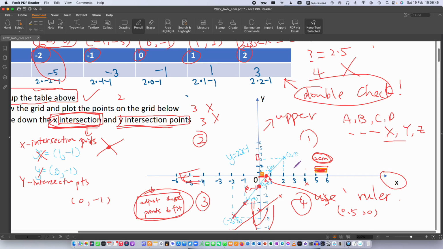1 and minus 1? Where? 1 and minus 1, it's here. No, I don't see any x intersection here according to your 1 and minus 1. Is there anything intersecting here? No, right? It should be this point, which is 0.5, comma 0. Are you clear? So that is called the x intersection and then the y intersection.